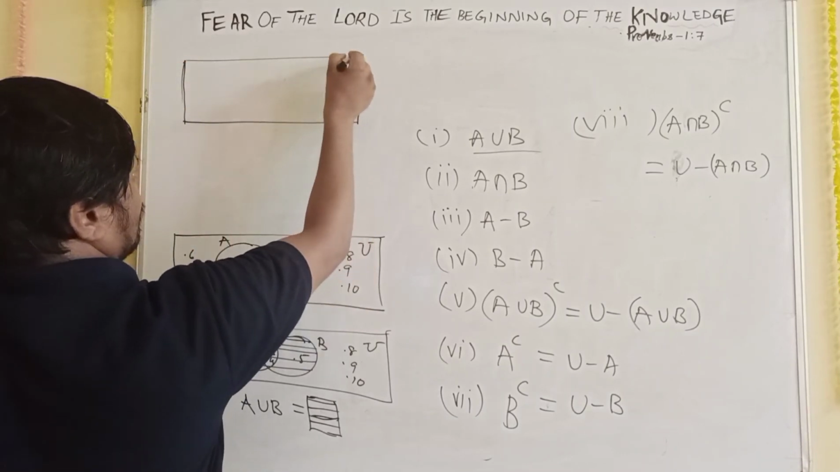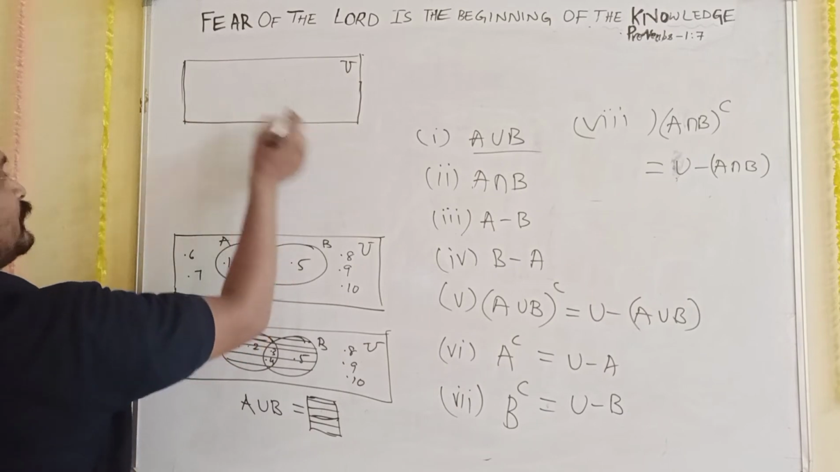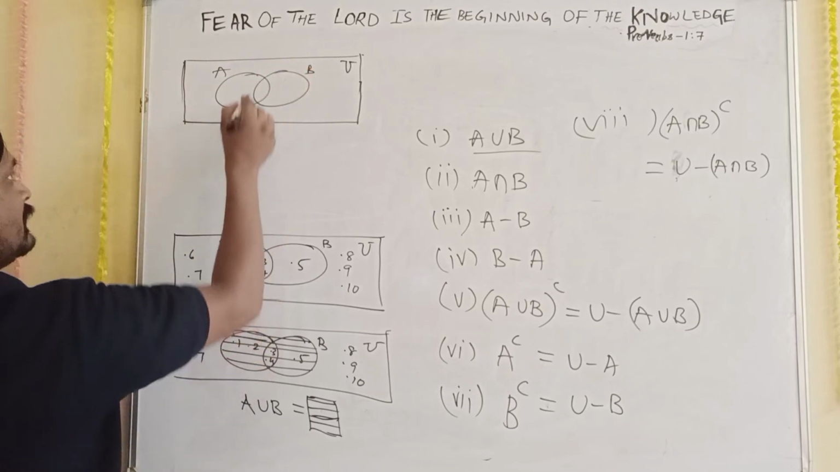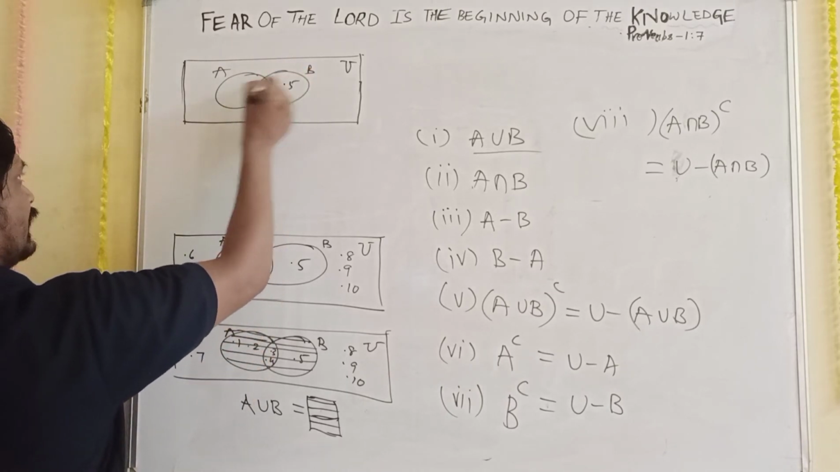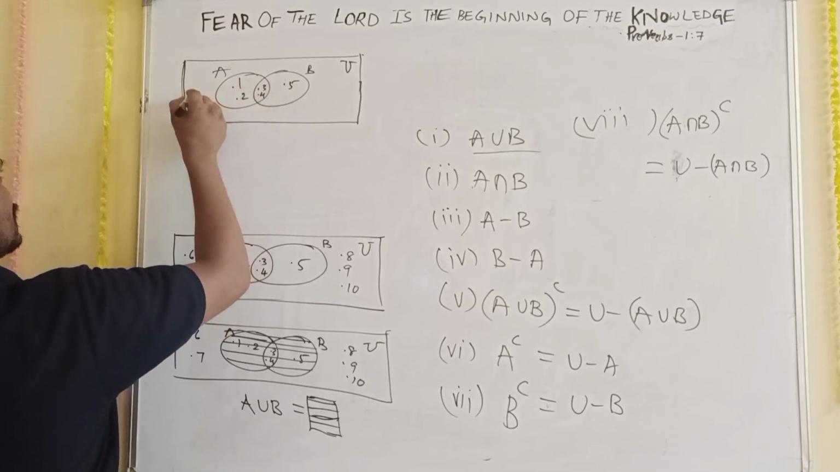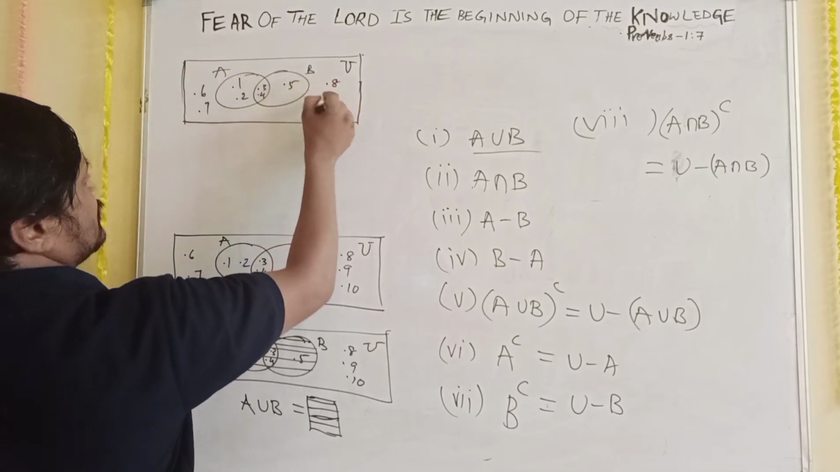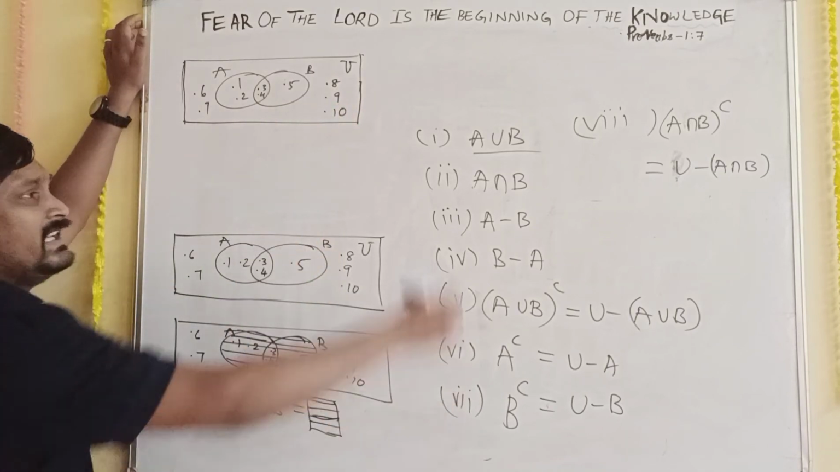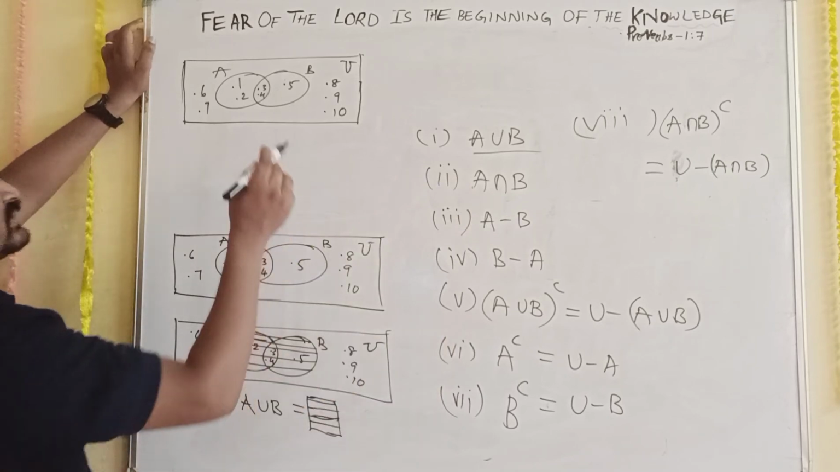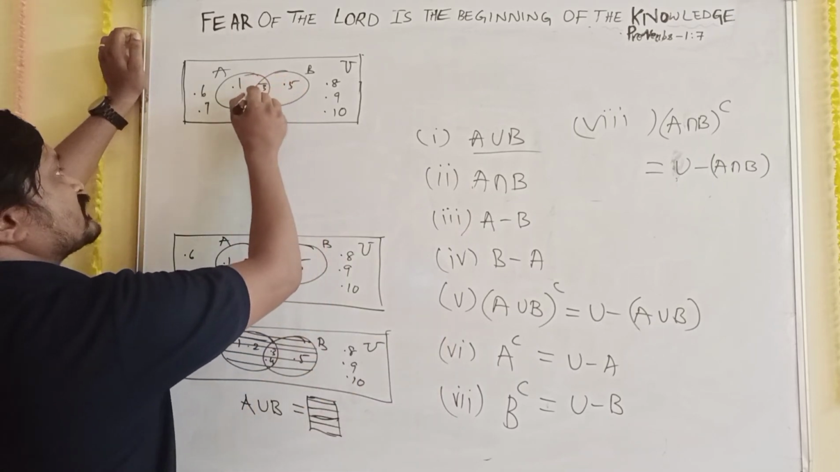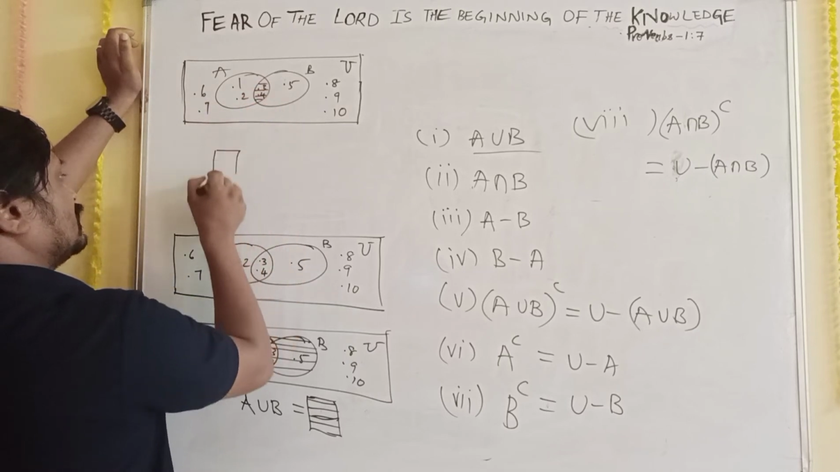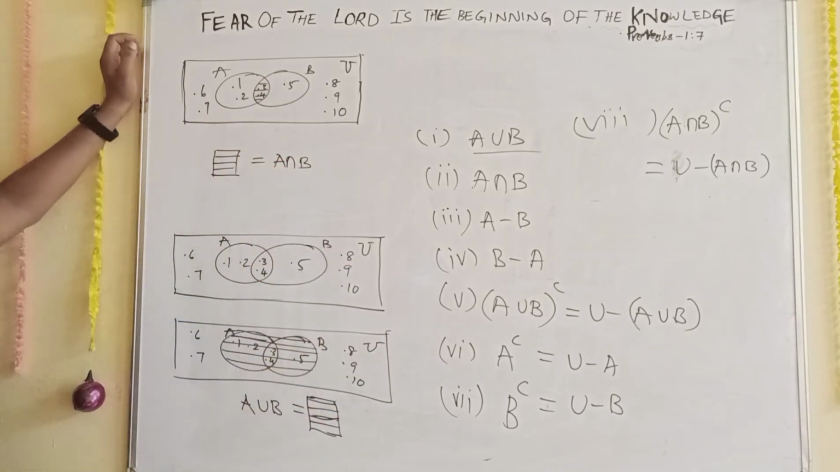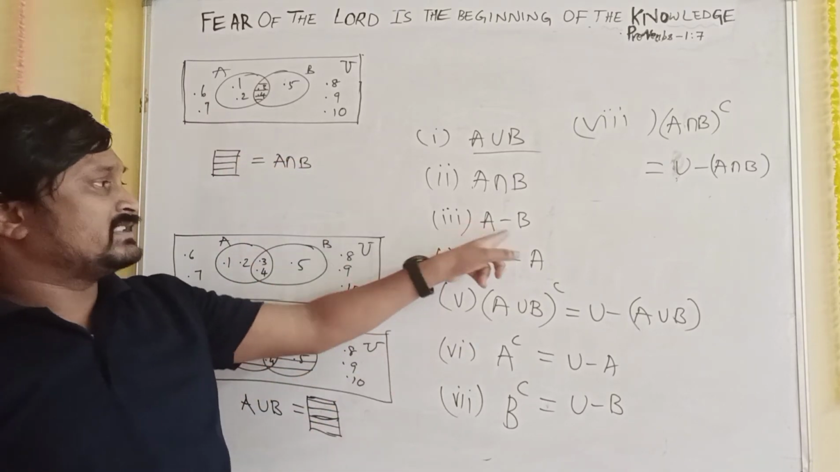Always a rectangle. So, union. Now first take A and then B. A, B, and what are the elements? 3, 4, 5, 1, 2, 6, 7, 8, 9, 10. Right? So now what do I need to do here? A intersection B I want. Intersection means which are common. Common elements are these. So just draw the line here only and then represent that this is equal to A intersection B. Clear?